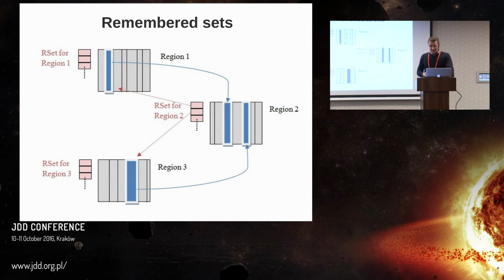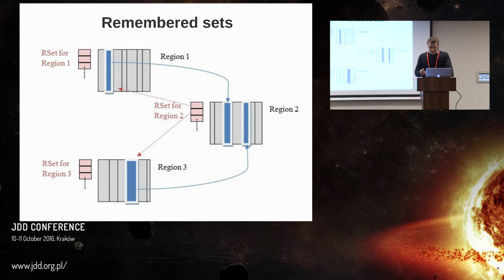Each region, which is further divided into cards, has its own remembered set. And those remembered sets track incoming references. So G1 is actually tracking who is referencing the objects from this particular region. In this case, in region 2, we have a remembered set, and region 2 has some objects that are referenced from objects in region 3 and from objects in region 1. So in this remembered set, we'll have information that we have an incoming reference from this region and an incoming reference from this region. Region 1 and region 3 have no incoming references, so those remembered sets will be empty.